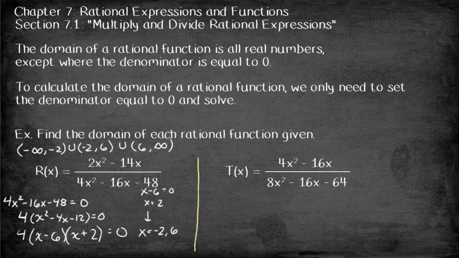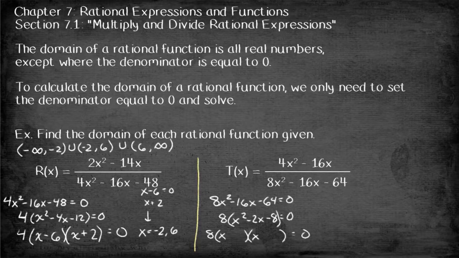We can do the same thing for t of x here. I have a GCF of 8, so I'll factor out 8. And how does this factor? 8 times x. Numbers have to multiply to give me negative 8, and their difference has to be 2 in absolute value. So it would be 4 and 2. Negative goes on 4.